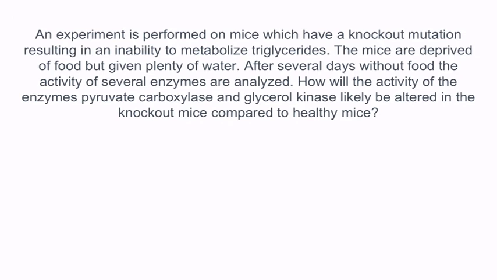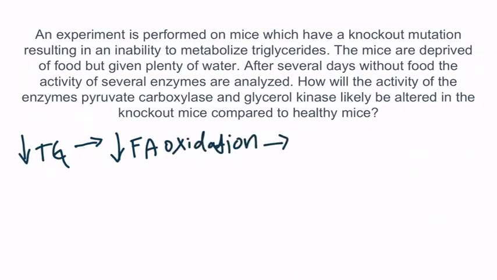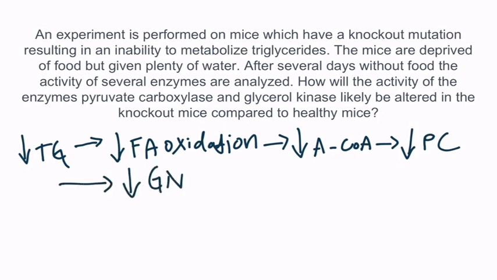Remember that acetyl-CoA normally activates pyruvate carboxylase, which promotes gluconeogenesis. Triglycerides are normally metabolized into glycerol and fatty acids, which we'll talk more about in a minute. The fatty acids are further metabolized to produce acetyl-CoA, and the glycerol is used as a metabolite for gluconeogenesis. So decreased triglyceride metabolism results in decreased fatty acid oxidation, which decreases acetyl-CoA, which decreases the activity of pyruvate carboxylase, which ultimately results in decreased gluconeogenesis.